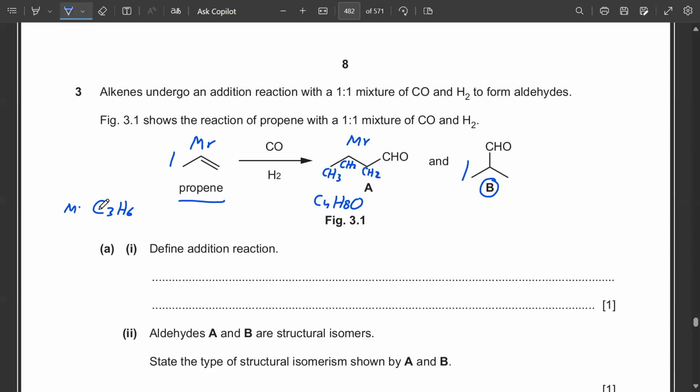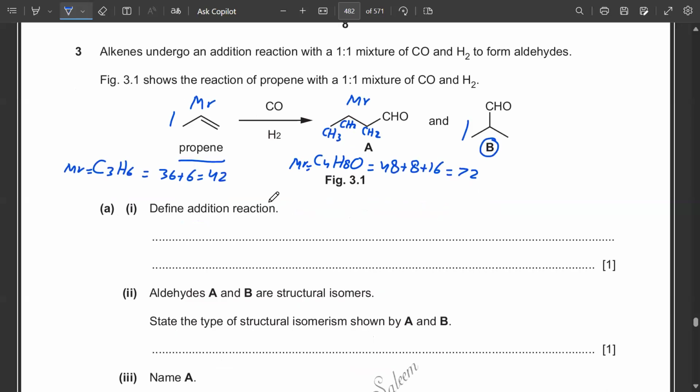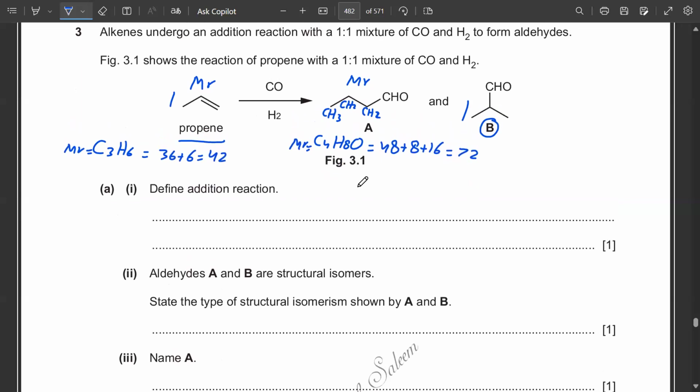Now MR value of propene will become 3 times 12, 36, plus 6, that gives 42. And MR value of aldehyde will be 4 times 12 is 48, plus 8 plus 16, that is equal to 72. Now we have got the MR values of these two, propene versus A.